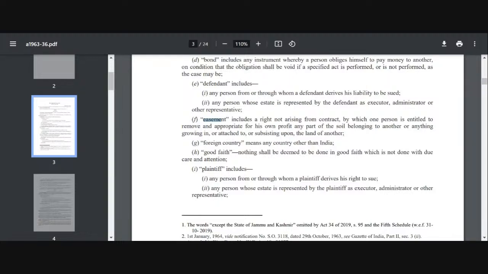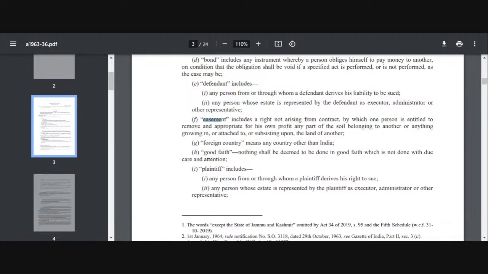The definition section of any statute is important. It might come where easement is defined, where period of limitation is defined. So please remember, 2 clause F defines easement, 2 clause J defines period of limitation and prescribed period, 2 clause L defines suit, 2 clause M defines tort.